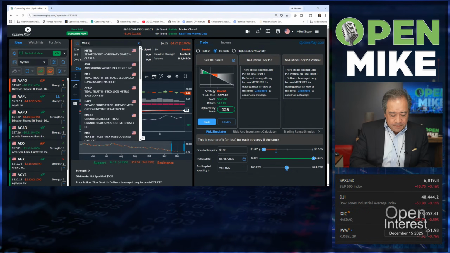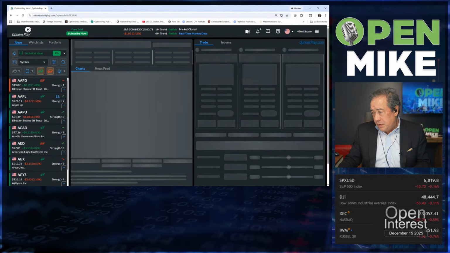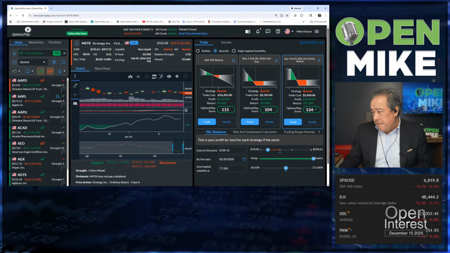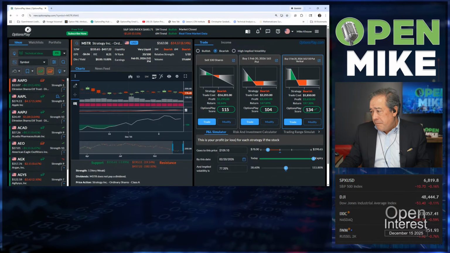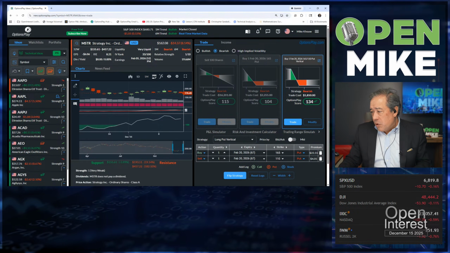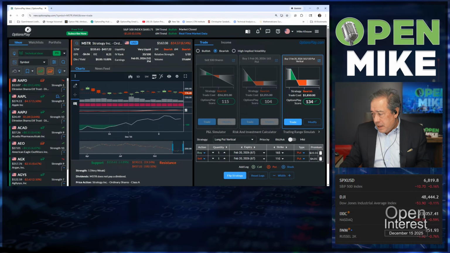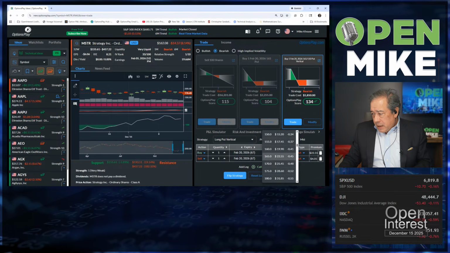Oops. We'll put MicroStrategy in here. We've been languishing around in this whole area for a little bit of time, but all right, let's see.